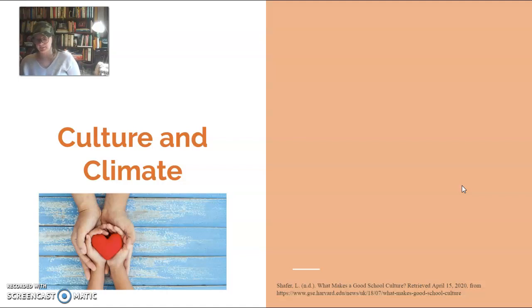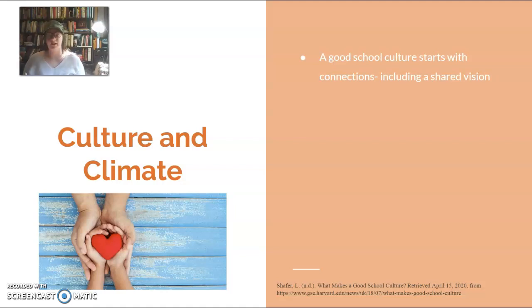So, culture and climate. This is a really important part of every school, and it starts with connections. That's what the culture starts with. This can be made by including a shared vision that brings everybody together and makes that connection. Overlapping connections between members of the school community are going to really help.